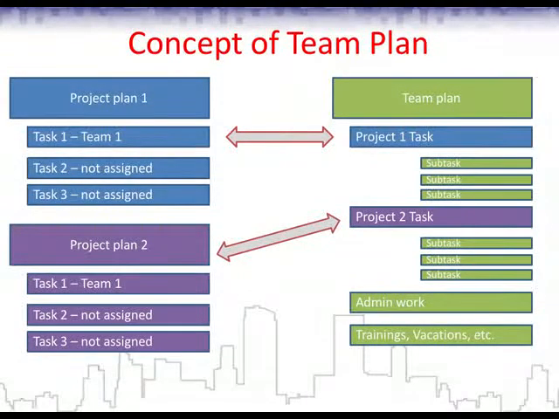And also, I think the other thing is that this plan should be connected. So the project 1 task, project 2 task, they should be connected to their respective plans. But I think they shouldn't automatically update each other. I mean, if a project manager updates his plan, it doesn't mean that the team plan should be automatically updated.